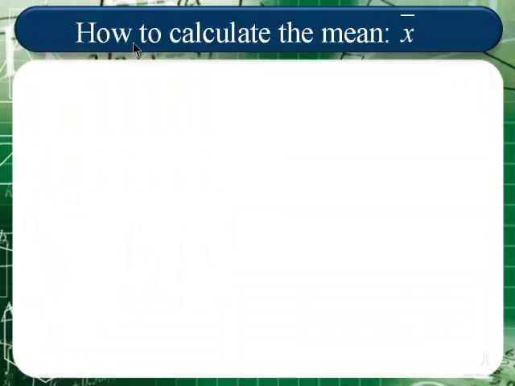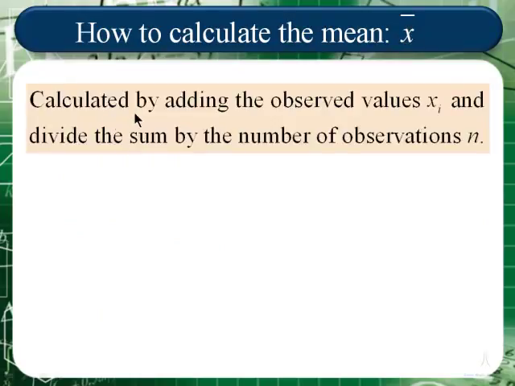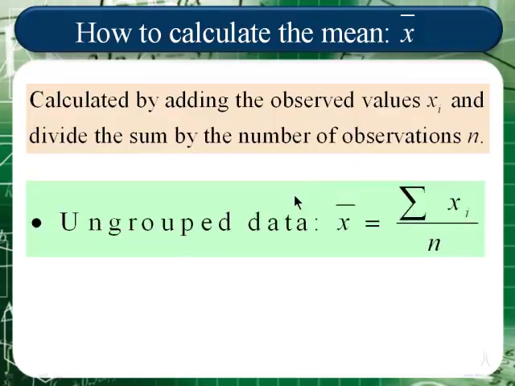Let us focus on how to calculate the mean, and the mean is indicated by the symbol x bar. To calculate the mean, we simply add the observed values, xi, and divide the sum by the number of observations. This is when we have ungrouped data. Then the mean is the sum of the observations divided by the number of observations.